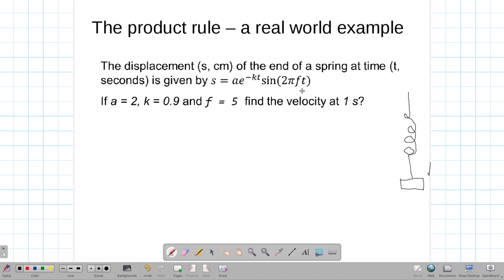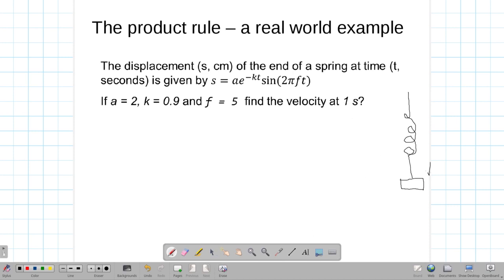Okay, so we want to know what speed it's doing in this particular circumstance. If we've got this a was some constant in front, some multiplier that's 2, we've got a constant here for the k that's multiplying the time, which is 0.9, and then we've got a frequency of 5, so it's 5 hertz. So we want to know what velocity, what speed it's doing at 1 second.